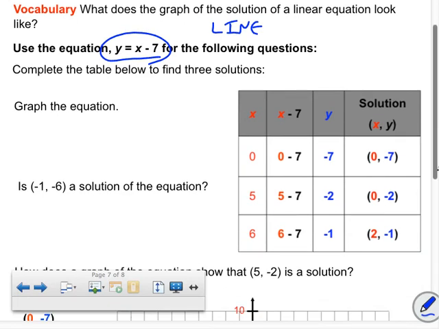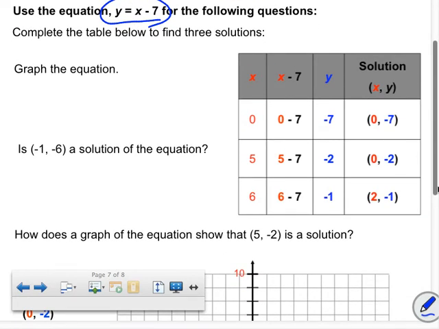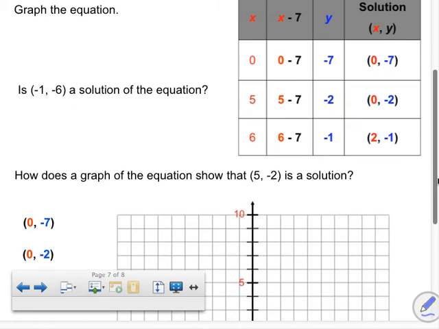So I chose these. 0 is the easy one. If you choose 0 for x, that'll always give you back what? Zero. No, I gave you a special name for that. It's where it crosses the y-axis. The y-intercept. So if you put in 0 for x, that always tells you where your line crosses the y-axis. Got it? So this is going to cross the y-axis at 0, negative 7. Now then I chose some other numbers, 5 and 6. And actually this should be a 5, and this one should be a 6.